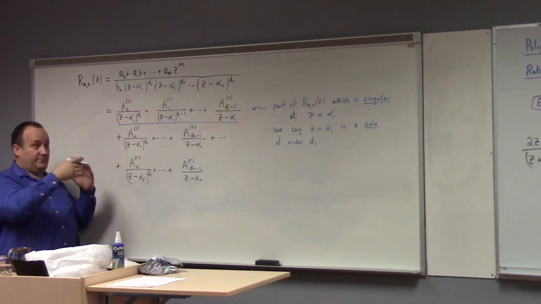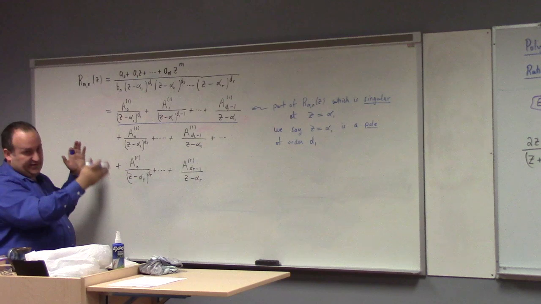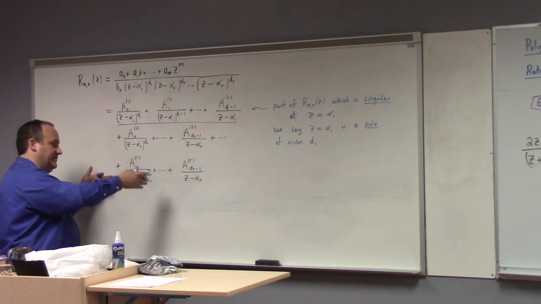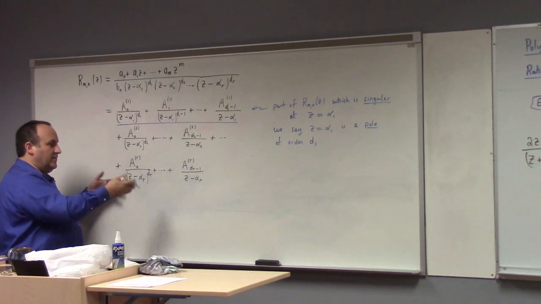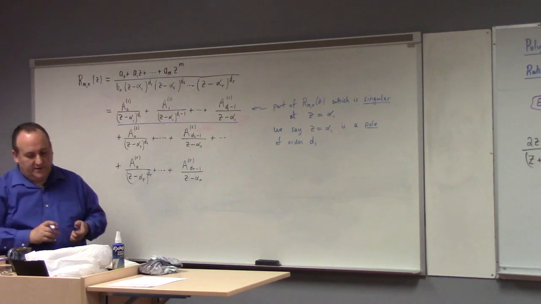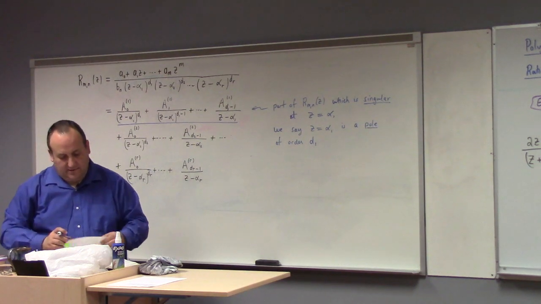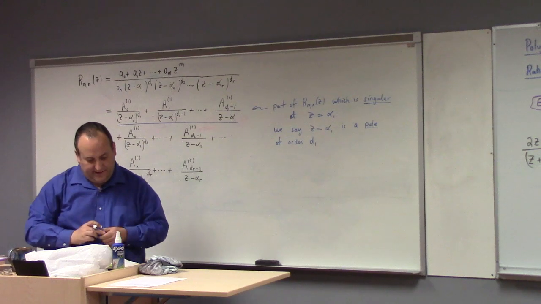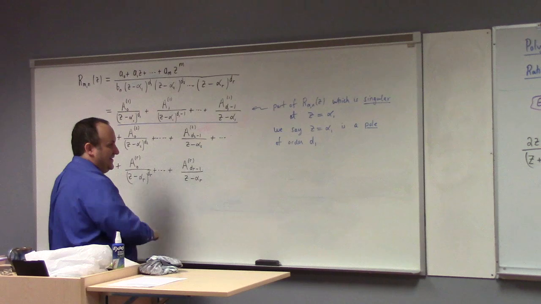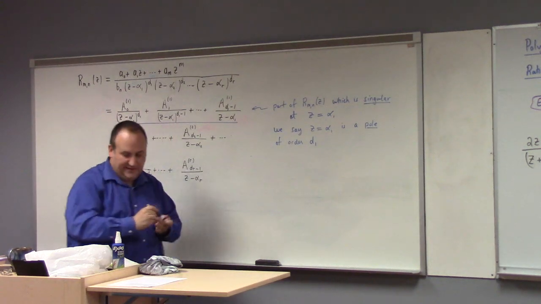Exactly the same comment applies to alpha 2. That's a pole of order d2, all the way on out to alpha r, which is a pole of order dr. What's cool is the book actually gives you a formula for calculating the jth one, and I'm going to let you investigate that in the homework.